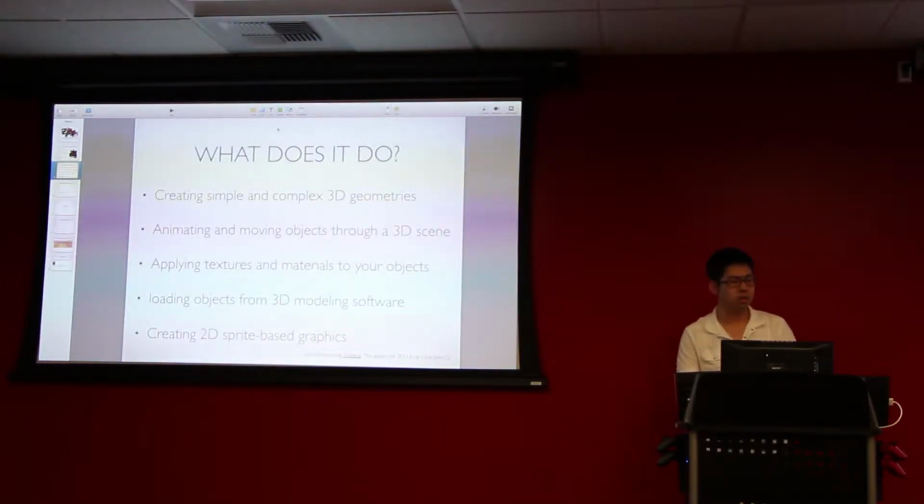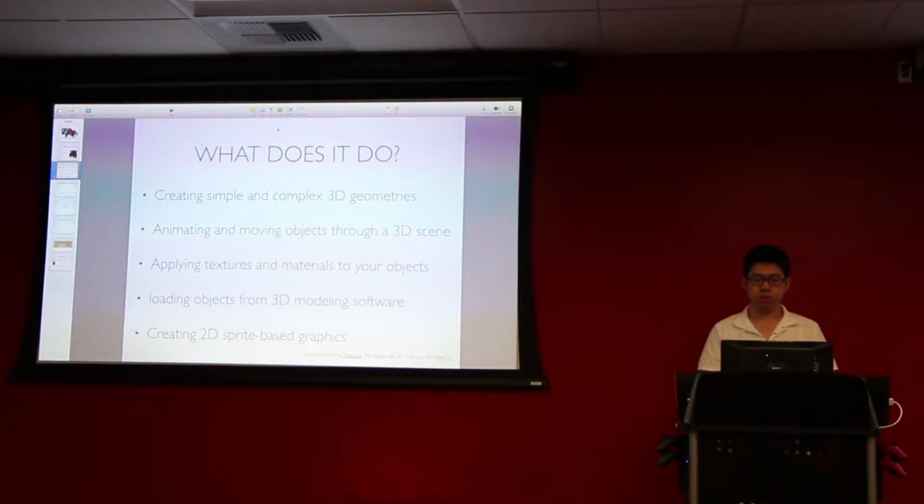And what does Three.js do? You can create 3D geometries, 3D objects, make 3D animation, create a 3D object with different textures, like a 3D game type of thing. And one of the best features I like is that you can load 3D models from modeling software like any kind of CAD software or Blender, which makes 3D movies. And you can also do 2D sprite-based graphics.